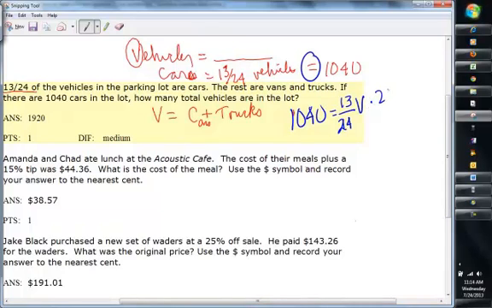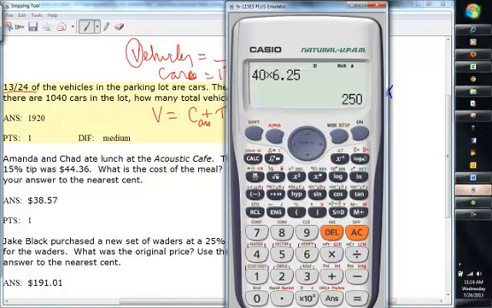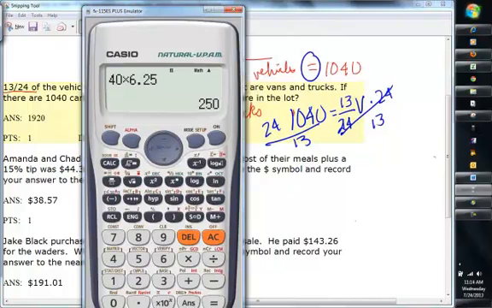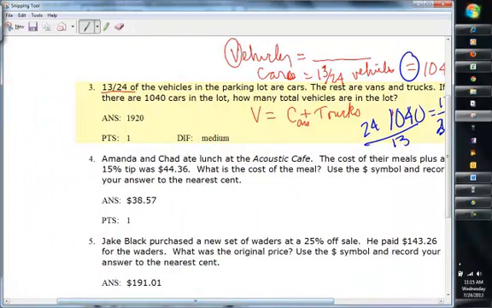Now, if you remember, the problem-solving procedure said the first thing you should do is multiply to eliminate the variable. So multiply both sides by 24, and then you've got 13 vehicles is 24 times 1040. Divide both sides by 13, and you get, let's press it on our calculator, 24 times 1040 over 13 is 1,920 is how many vehicles there are.